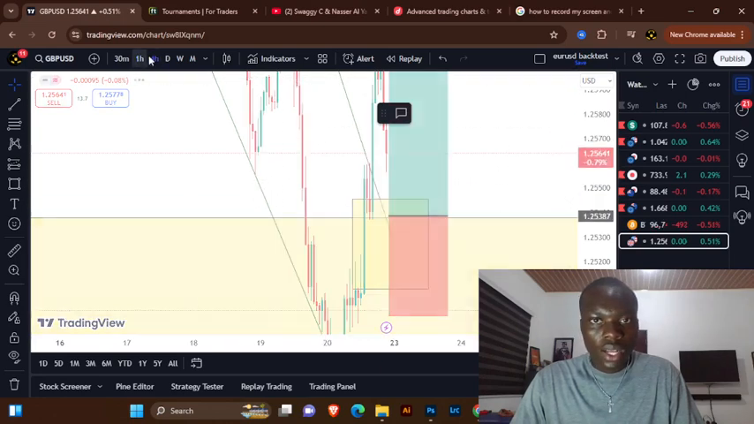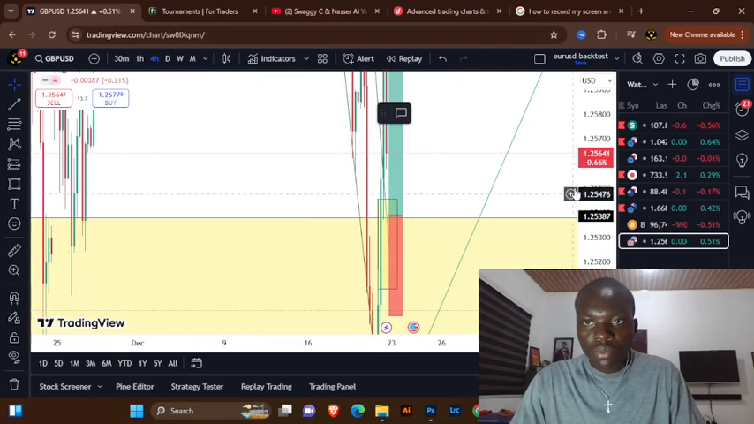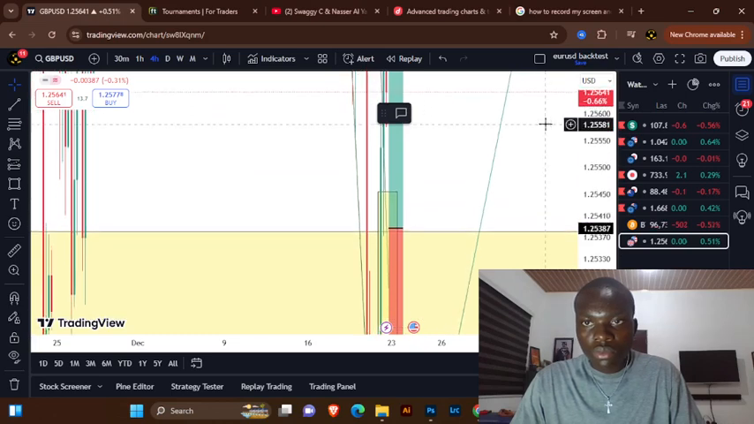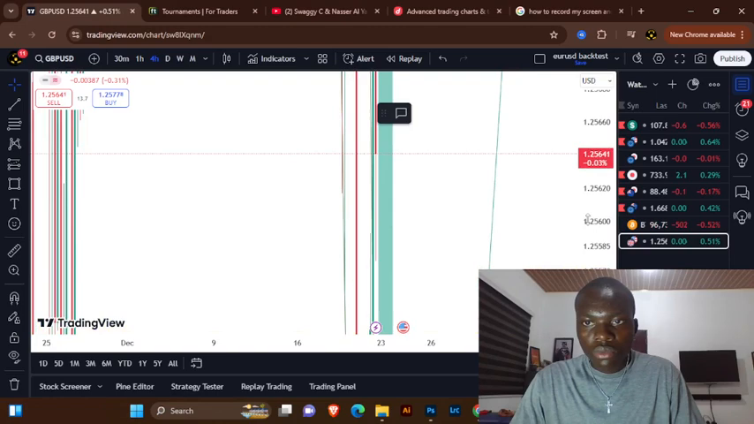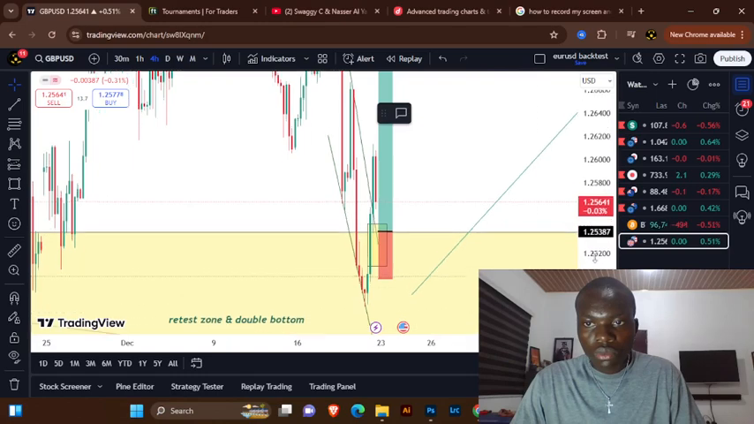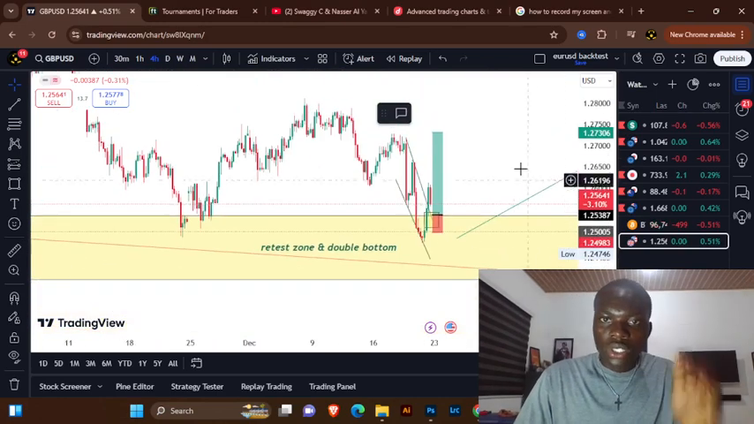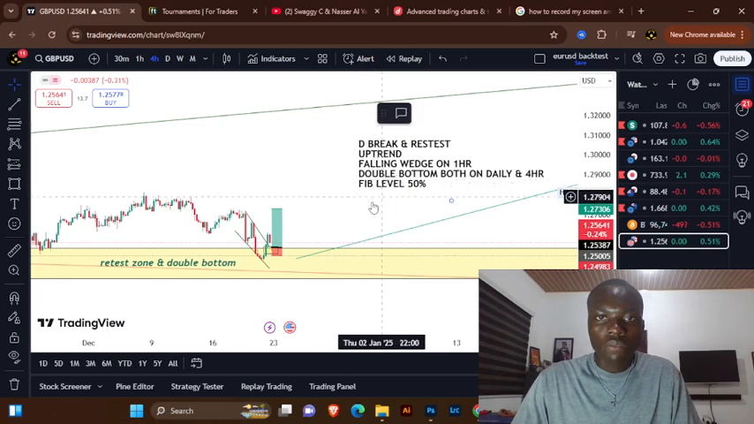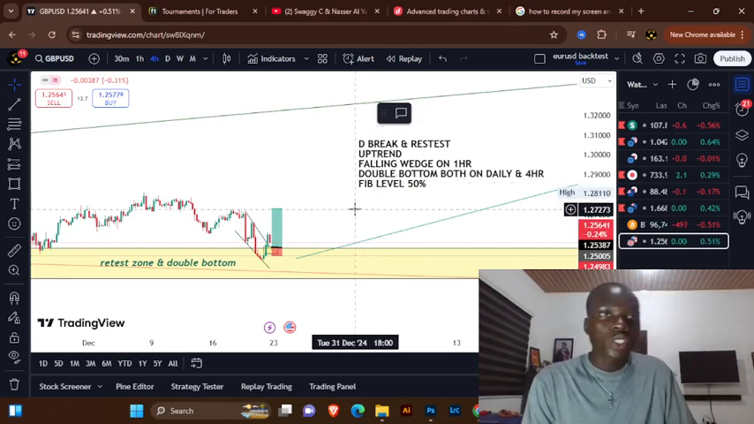I'll get that from the 4 hour. Okay, 2.5 500. 2.5 600. Okay, so I'll leave it just here. So with this 1 2 3 4 5 confirmation, I'll be buying GBP USD.